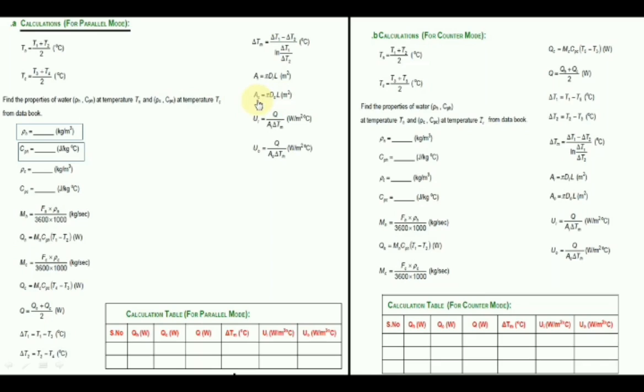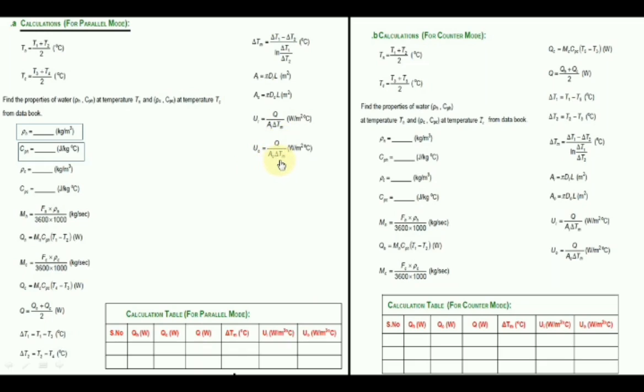Then after that, we need to find the overall heat transfer coefficient, that is UI, with respect to the inside area. UI is Q divided by AI into delta Tm. We know the value of Q, we have calculated the value of AI, and we know the value of delta Tm also. So once you know all these values, you will be able to calculate UI. In the same way, we will be able to calculate UO also. It is Q divided by AO into delta Tm.